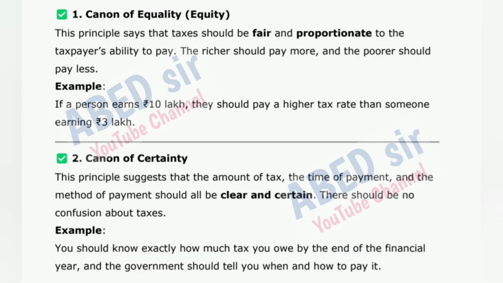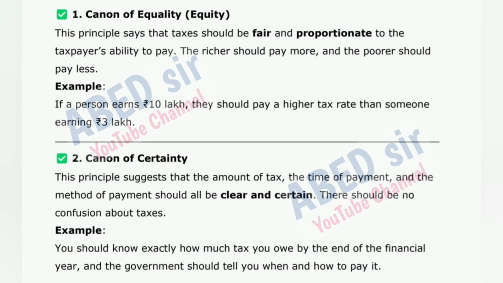1. Canon of equality, equity. This principle says that taxes should be fair and proportionate to the taxpayer's ability to pay. The richer should pay more and the poorer should pay less. Example: if a person earns 10 lakh rupees, they should pay a higher tax rate than someone earning 3 lakh rupees. 2. Canon of certainty.